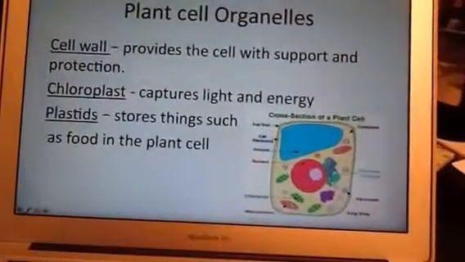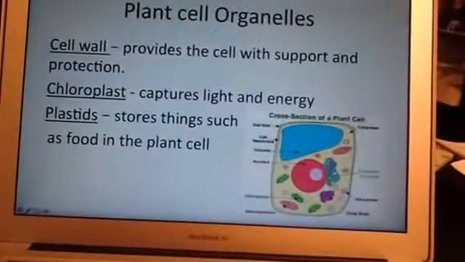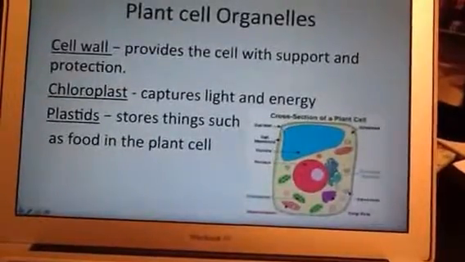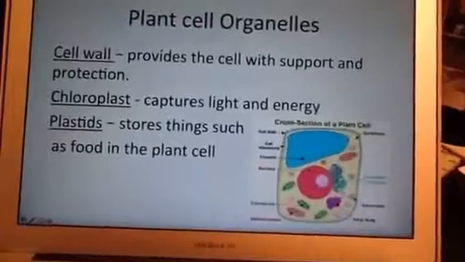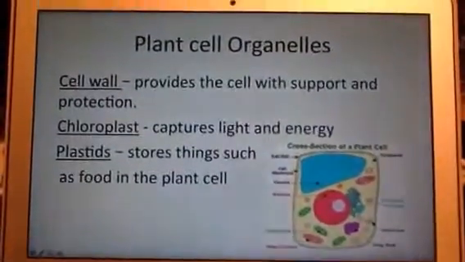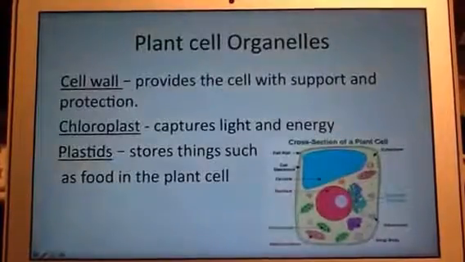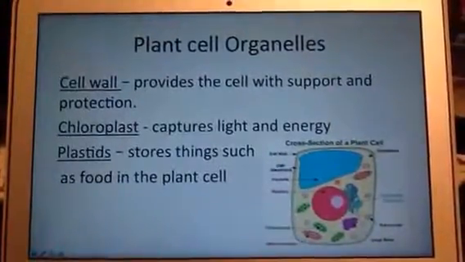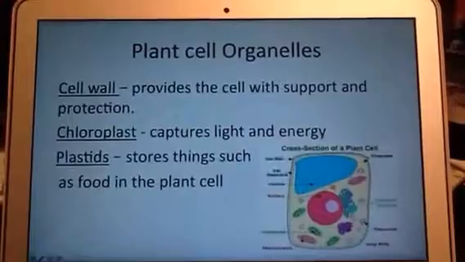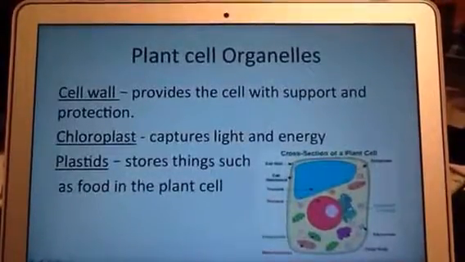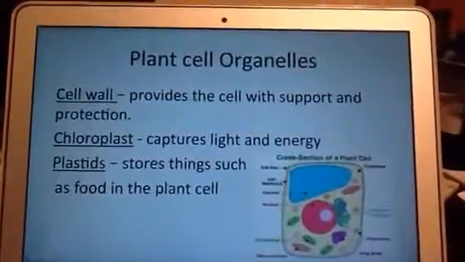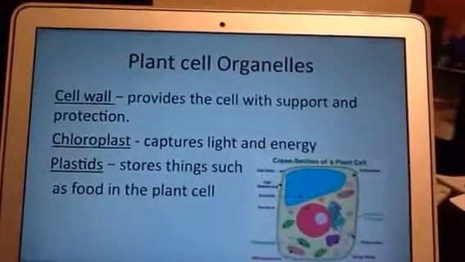Here are some unique organelles for plant cells. Something unique about plant cells is the cell wall, which provides support and protection, the chloroplast, which captures light energy, and plastids, which store things such as food in the plant.